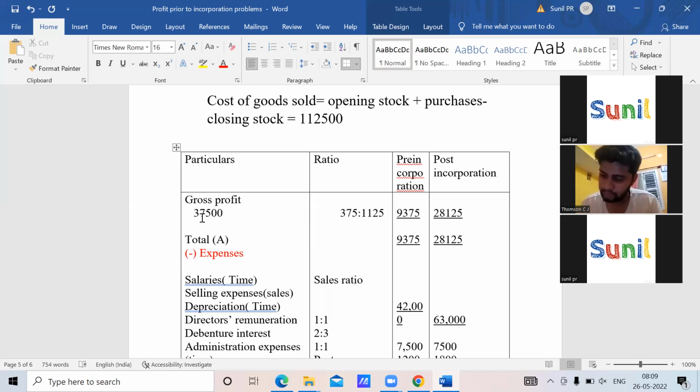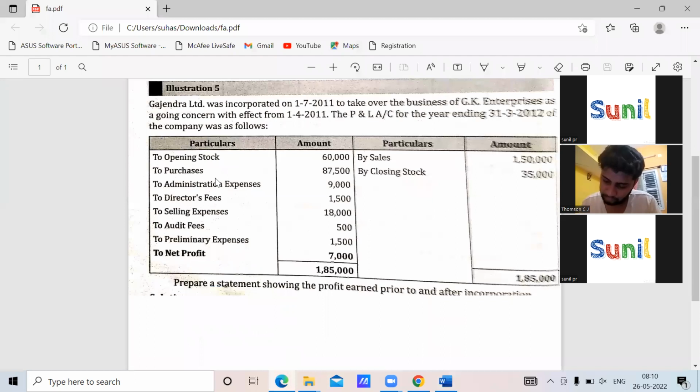Yes, sir. Now we have to follow this format, sir. Yes, the same format that I'm doing now. The next one is you'll write the expenses. Now you'll write all the expenses. I'll go back to the problem. You take one by one all the expenses. The first expense you can see in the problem is salary.